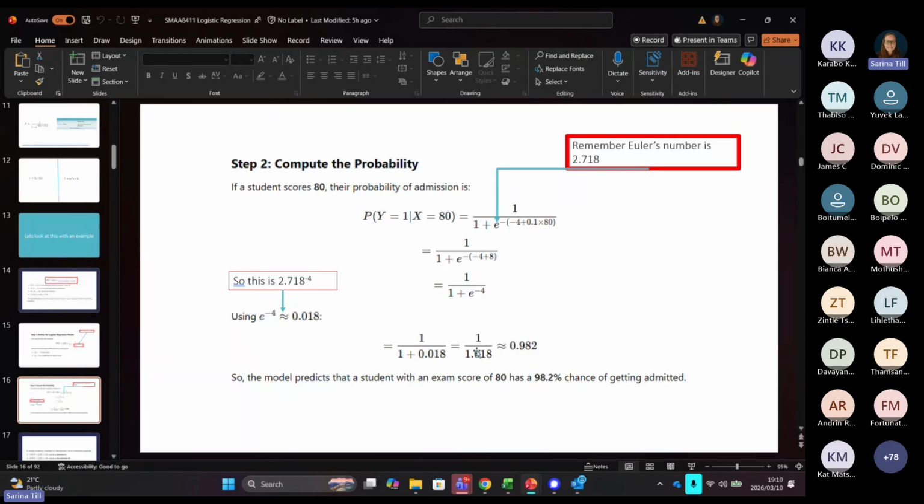So what is the answer? The answer is 98.2%. It's 98.2% sure that at 80, this fish is a bream. That's simple and easy to do.